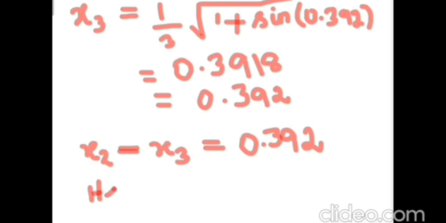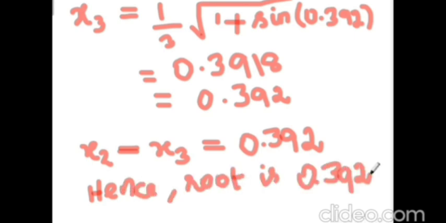Hence, the root of the given transcendental equation is 0.392. This method is known as the fixed point iteration method. With the help of this method, we find the roots of algebraic equations as well as transcendental equations. Thank you.